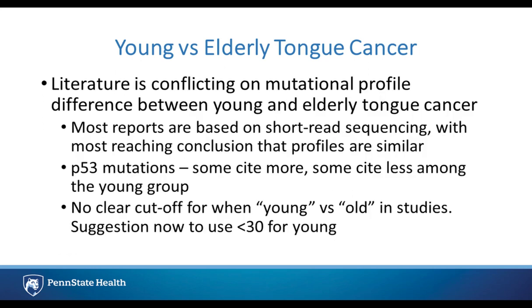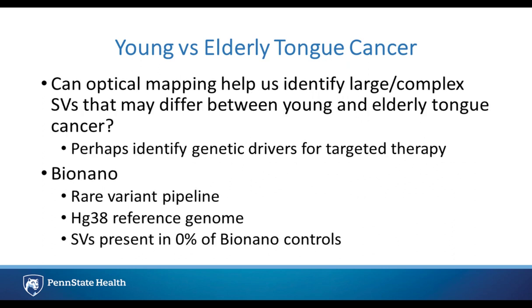So taking a close look at the literature on the mutational profile between these young and elderly tongue cancers, some reports, which are based on short-read sequencing, tend to reach the conclusion that the profiles are overall pretty similar. However, some, in particular with P53, cite more or less mutations in the young cohort, but there's not a clear pattern overall. There's also not a clear cutoff for when young and old is used in studies. It's generally been recommended now to use less than 30 for young, although the frequency of these tumors is quite rare, and that can be a challenge in itself. But in general, the literature is kind of conflicting on whether there's a difference.